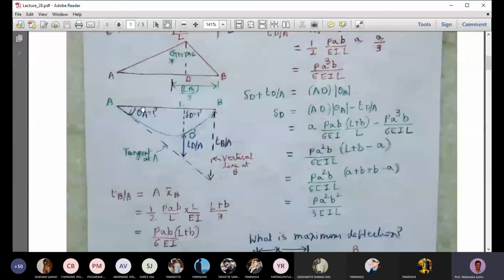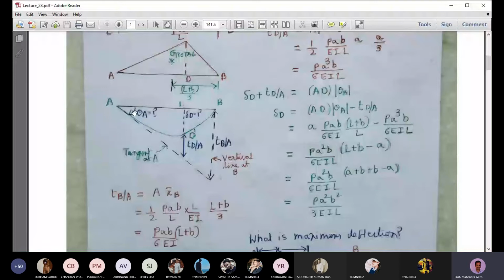Again, if you look carefully, we can take this point. This point is K. So K and this entire section will be a right angle triangle. So we can find the distance of K from the horizontal line. That will be delta D plus TD by A, and that value is also equal to this length AD prime or AD into theta A.